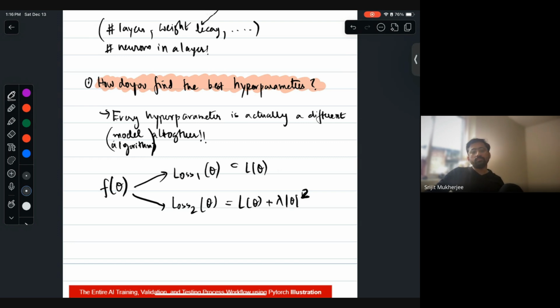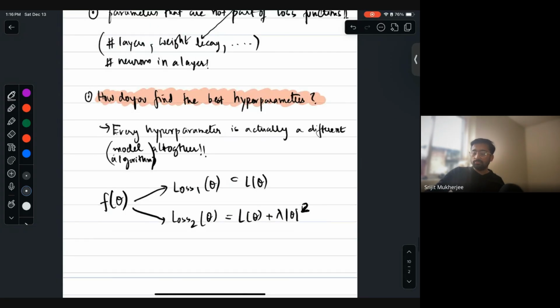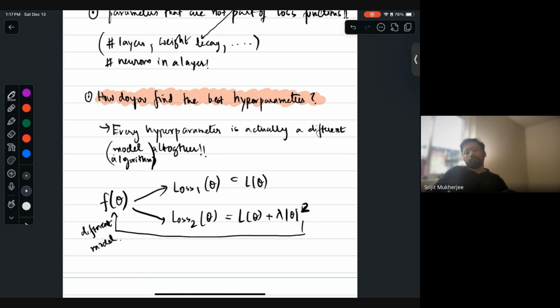You have weight decay. So what will happen is that the same function but with different parameters essentially leads to a different model only. That's true, a different model only, but it's dependent on different hyperparameters. So how do you find that? The framework is the same.